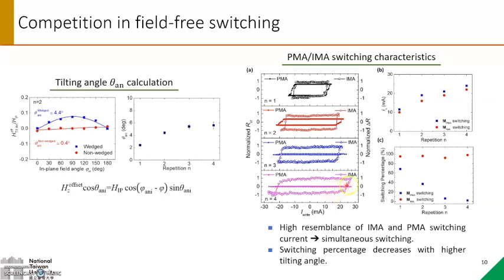First, a good agreement between the switching currents confirms the coherent switching scheme of the two magnetizations. And second, the decreasing H_DMI when n is increased coincides with the drastic drop in PMA's switching percentage. Third, the trend of the increasing tilting angle is opposite to the trend of the switching percentage. Thus, we can say the tilted PMA anisotropy does not influence the field-free characteristics significantly.